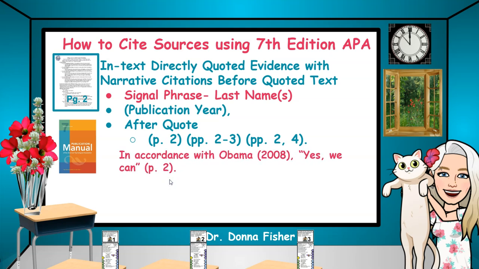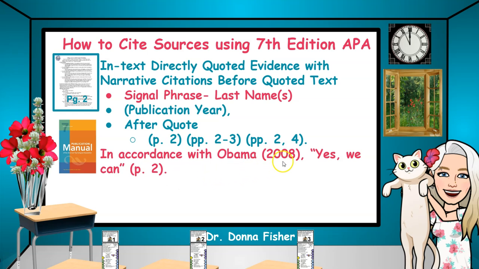Here are two examples. In accordance with Obama (2008), "Yes, we can." So what I want you to notice in this is a direct quote. That's why it's in quotations. We have our lead-in or signal phrase. We have our author followed by the year in parentheses and a comma, space, and then our quote, "Yes, we can." Notice that the period doesn't go inside the quotation mark as it usually would. It goes after the end parenthesis and the page number.